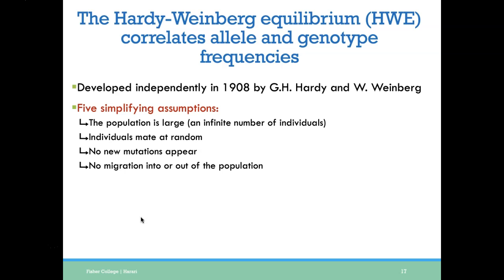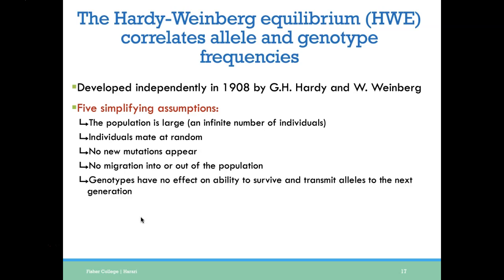There's also an assumption that there's no migration into or out of the population. And that's very hard to achieve because we have trains, planes, and automobiles that take us everywhere, in and out of populations at all times. And finally, it says that genotypes have no effect on the ability to survive and transmit alleles to the next generation. What that means is that there's no impact on fitness. So there's no one genotype that allows an individual to be more fit than another.